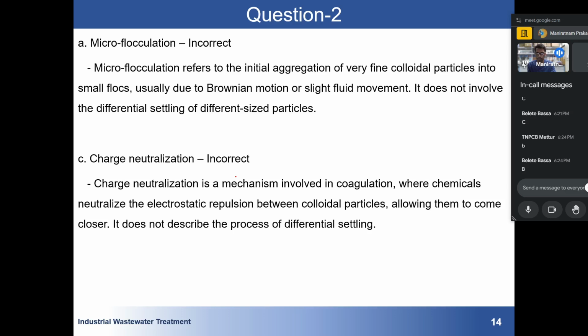Charge neutralization is a mechanism involved in coagulation, where chemicals neutralize the electrostatic repulsion between the colloidal particles, allowing them to come closer. It does not describe the process of differential settling.